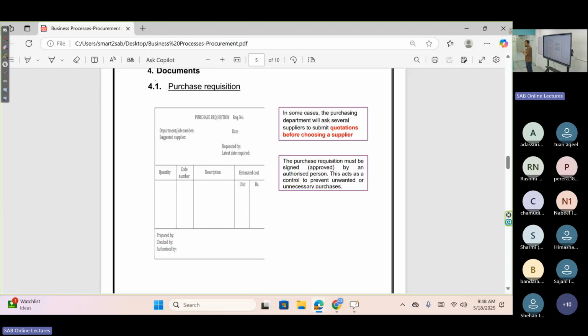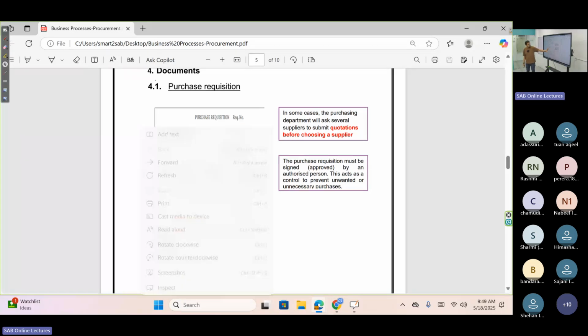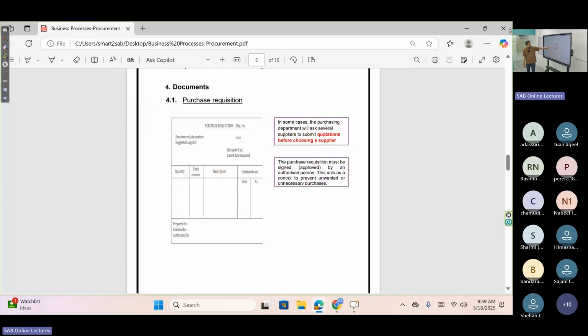Hereafter also we are going to discuss cash management, inventory management, or DP. Every process, every document must be approved by an authorized person of the organization. That is the key control of every organization. So this is the purchase requisition: requested by, which department we are sending to, quantity, code number, description, estimated cost. This information should be included in the purchase requisition. What are the items you are going to purchase?